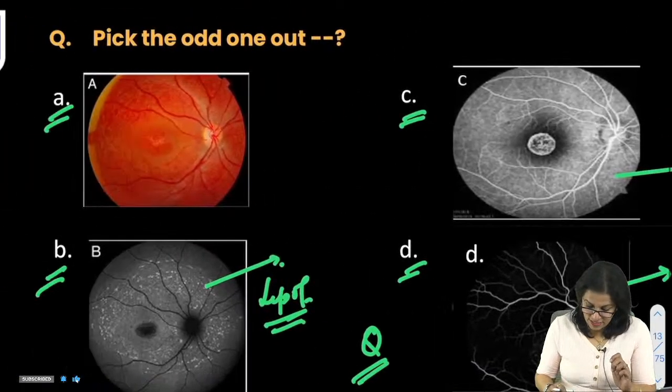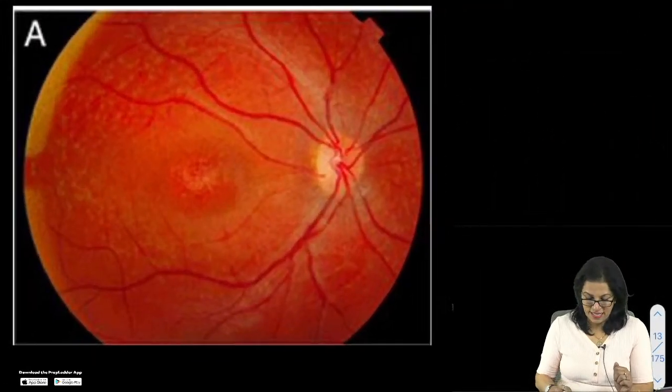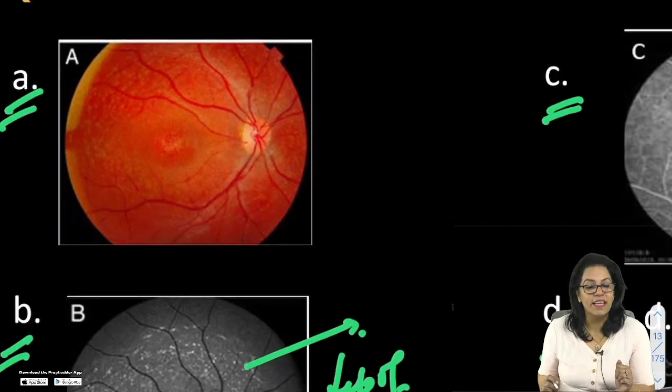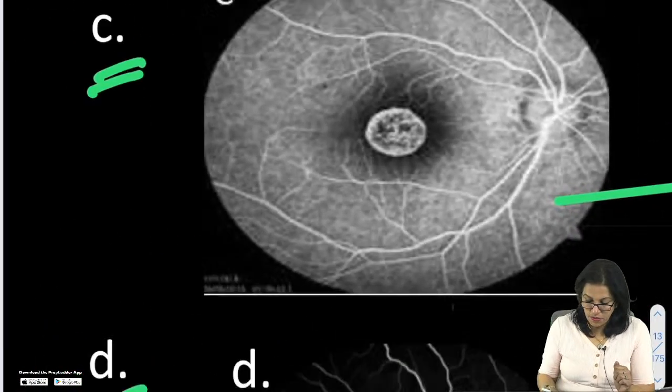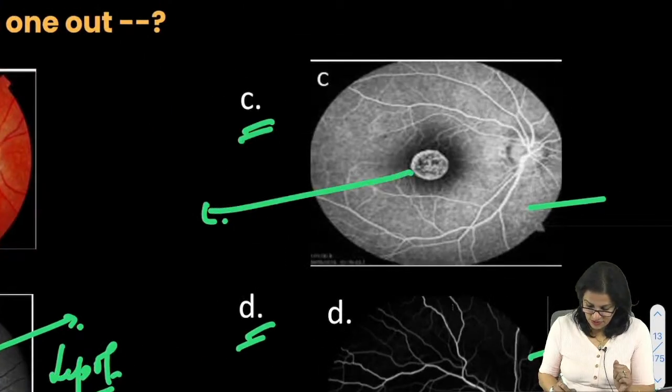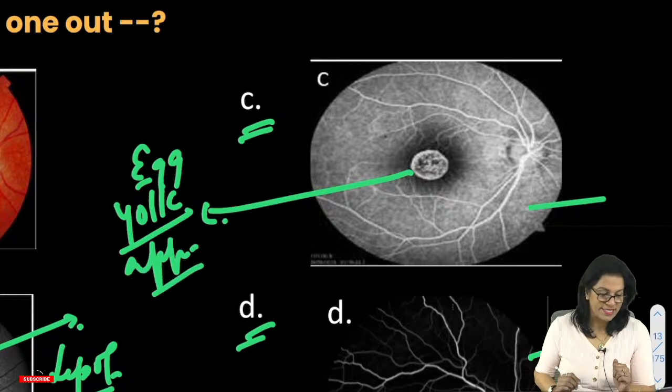Then we talk about this. Again, a mottled appearance. This is again Stargardt's disease. And what do you see here? See why we answered this. This is the egg yolk appearance of Best's disease. This egg yolk appearance is again nothing but lipofuscin appearance in Best's disease.